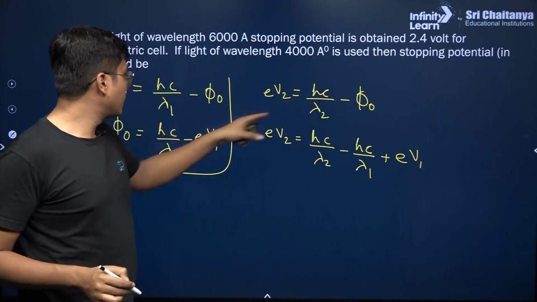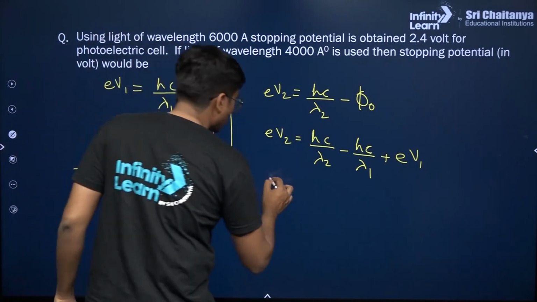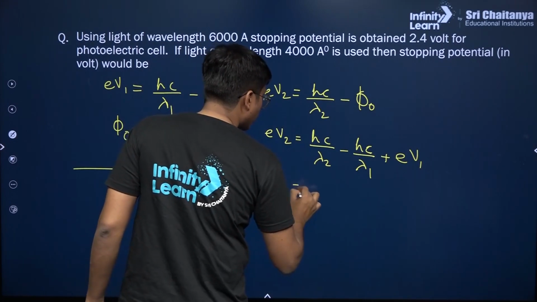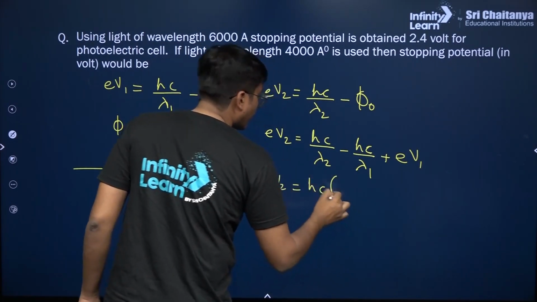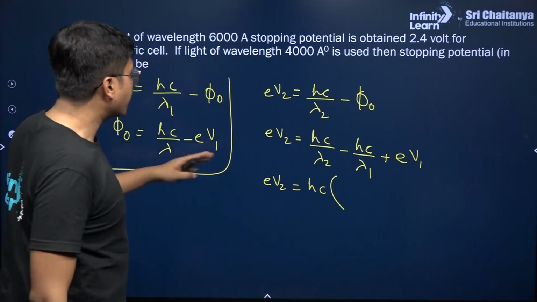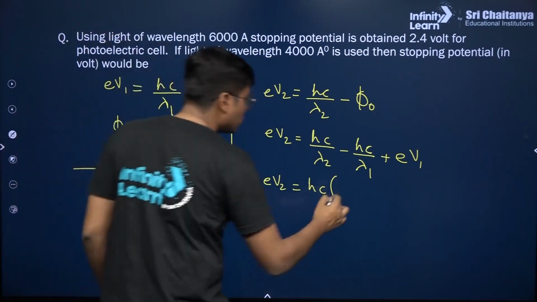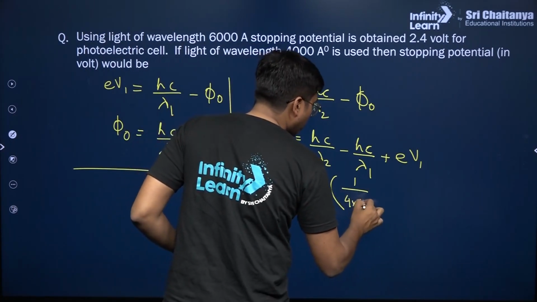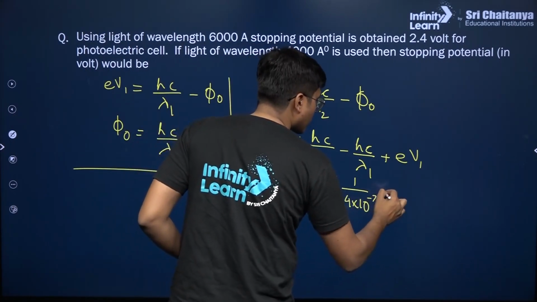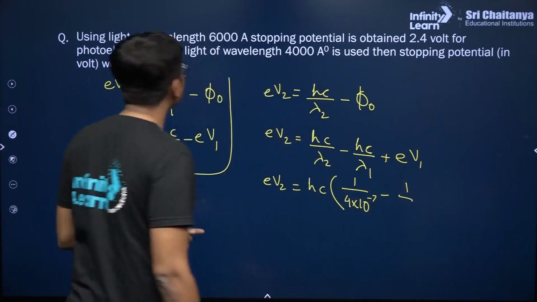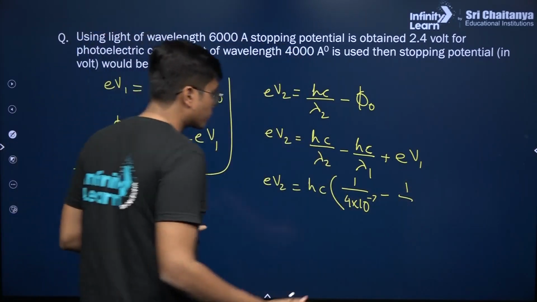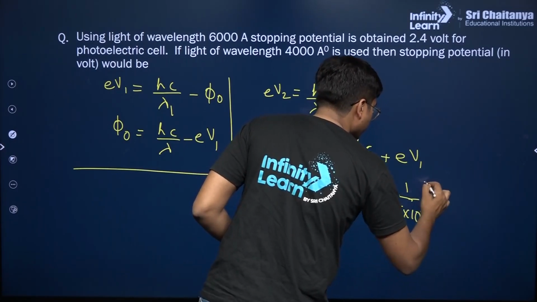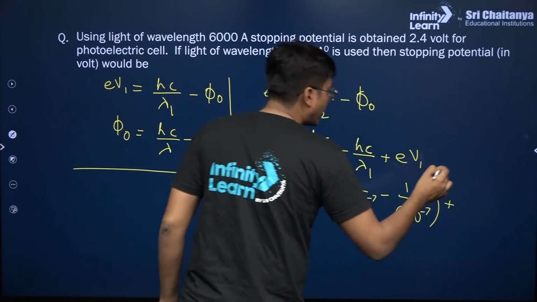So this, we just replace phi naught from here. So eV2 would be equal to 8c into (1 by lambda 2 minus 1 by lambda 1). Lambda 2 is 4000 Angstrom, that is 1 by 4 into 10 to the power minus 7, minus 1 by 6000 Angstrom, that is 6 into 10 to the power minus 7, plus eV1.